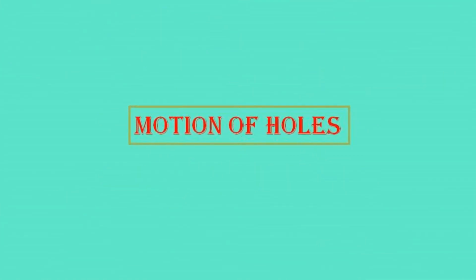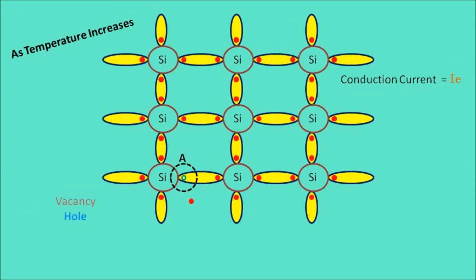The motion of holes can be understood as follows. Consider a hole being formed at site A. Since this hole is positively charged, a neighboring electron, let's say from site B, may jump into this vacancy. This jump results in an electron at site A and a hole at site B. Now an electron from neighboring site C may jump to fill the vacancy at site B. This results in an electron at B and a hole at C. This process goes on and can be considered as the motion of holes. This hole motion is responsible for hole current IH.